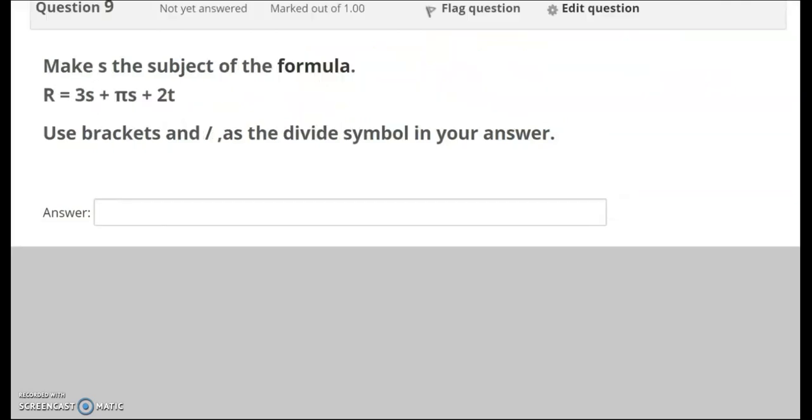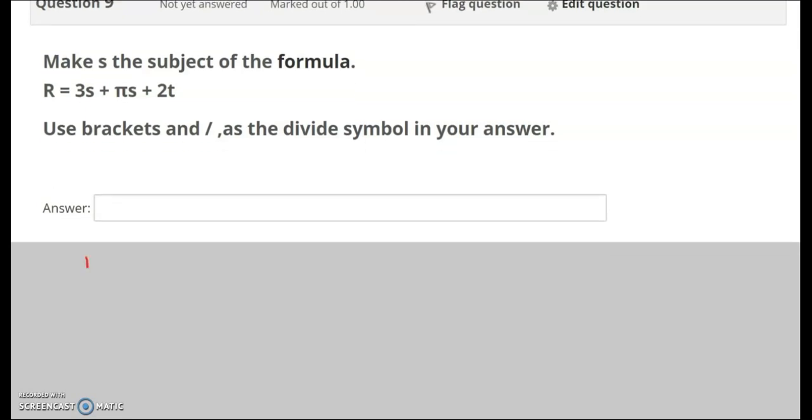Question number 9, we've got to make S the subject of the formula. So we've got R equals 3S plus pi S plus 2t. So we want to put S on its own. So I'm going to rewrite this: plus 2t. Now I can see S in 2 terms in here, so I can actually factorize that. So that would put S in front: S times 3 plus pi, plus 2t.